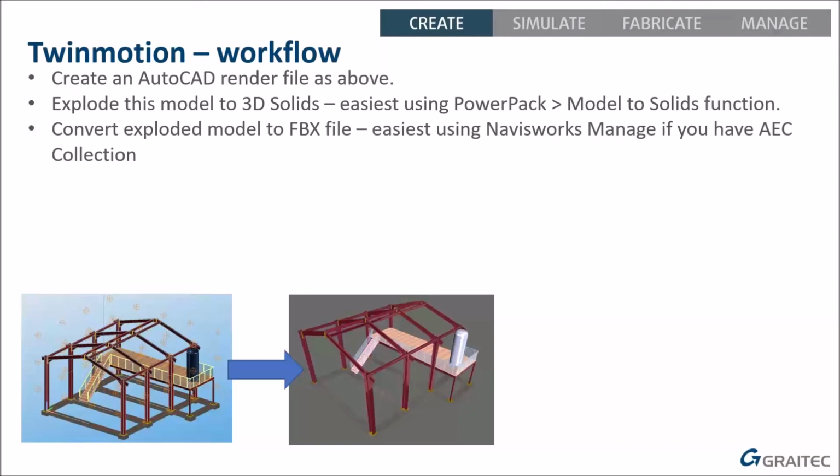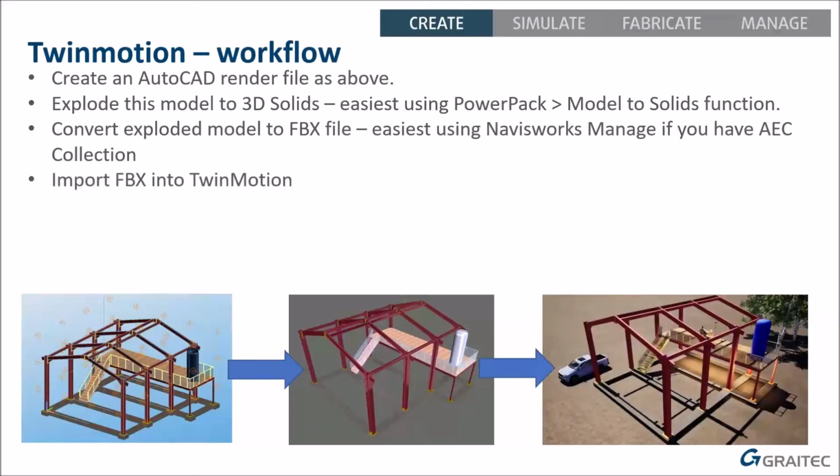If you open the DWG in Navisworks Manage, you can then export as FBX. If you don't have the AEC collection, you'll have to try and look for a different solution for exporting that FBX. But then you can import the FBX into Twinmotion, and it'll immediately look good. Again, you replace the default materials that you bring in with the much higher quality ones from Twinmotion itself.